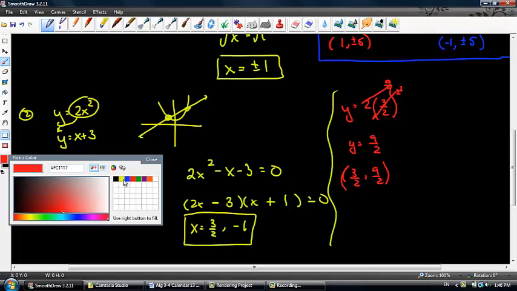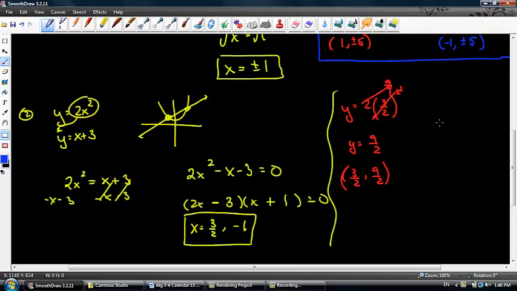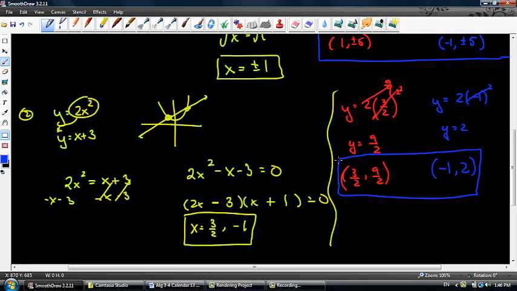My next point of intersection comes from when I plug negative 1 into that thing. So y equals 2 times negative 1 squared. That's a piece of cake. y equals 2. That means that my point of intersection here is going to be negative 1, comma 2. These are your answers to the quadratic system.